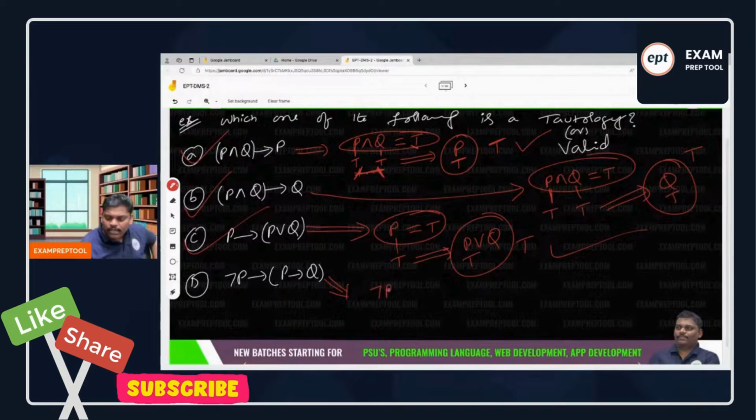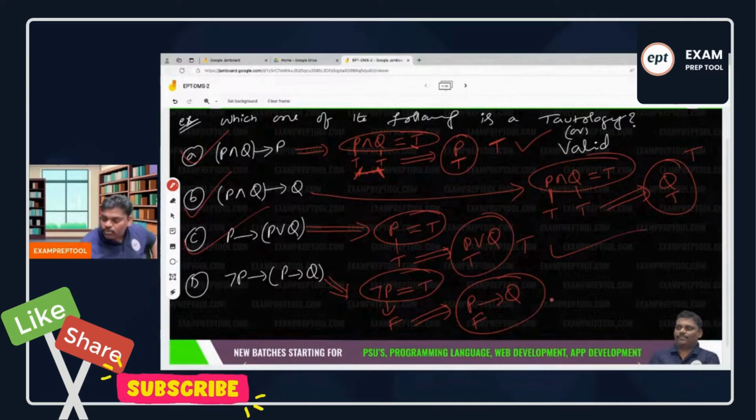See this one. Negation P goes to true means P false. This information keep on the right side. P goes to Q, it is false. False implies Q, anything, true. All true.